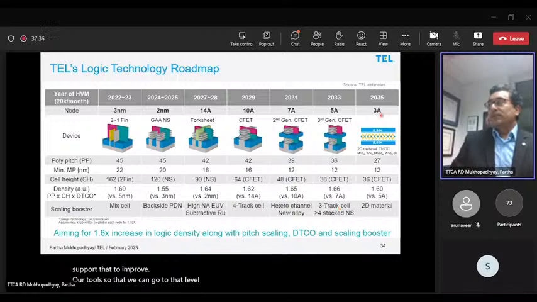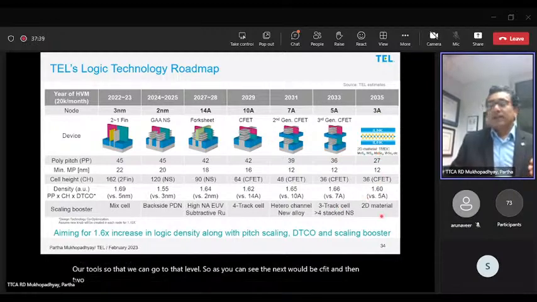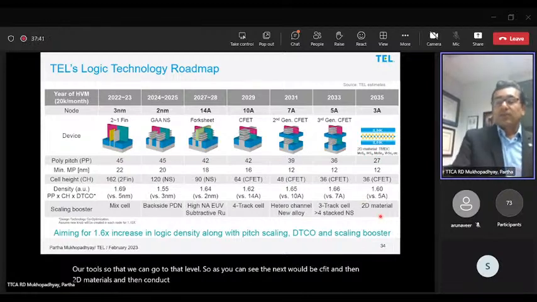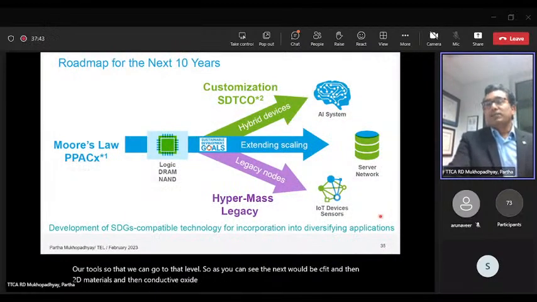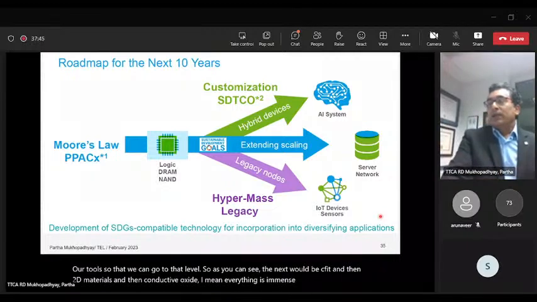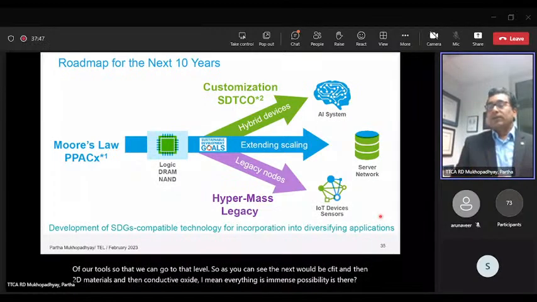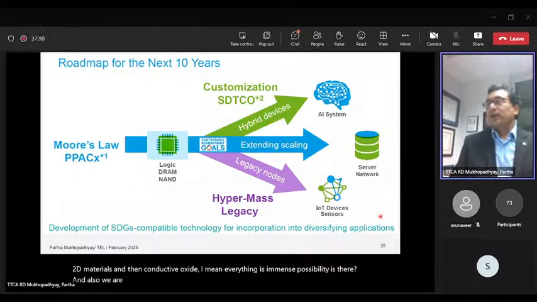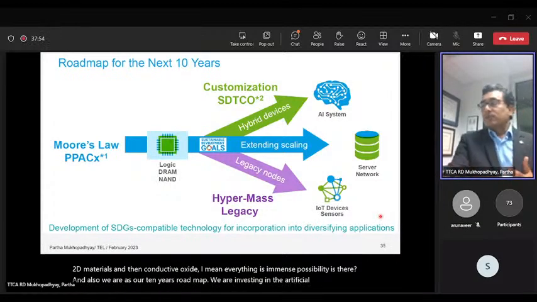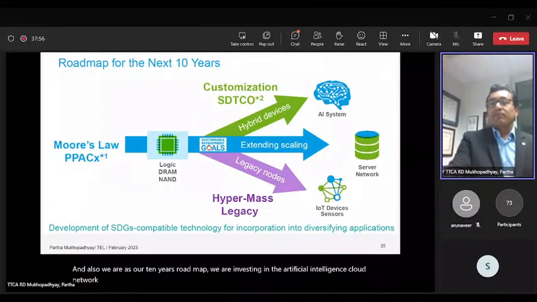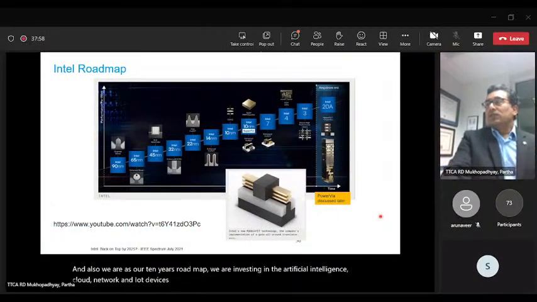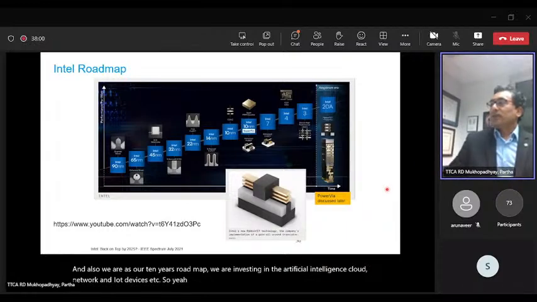So as you can see, the next would be CFET, and then 2D materials, and then conductive oxide. Everything. There are immense possibilities there. And also, in our 10-year roadmap, we are investing in artificial intelligence, cloud networks, and IoT devices, etc. So that was what I was talking about, that Intel is moving to 320 angstrom.